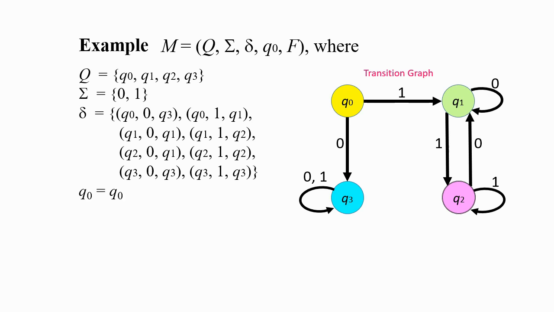Now the initial state is Q0. So we indicate it with an arrow like this. Then the final state is Q2. So we indicate it with a double circle. So here you have the formal definition on the left, and then the transition graph on the right.